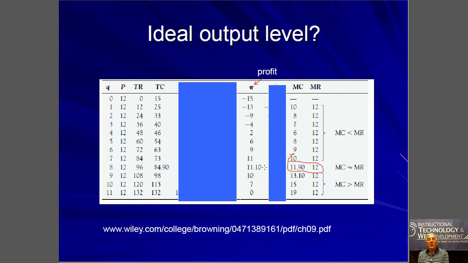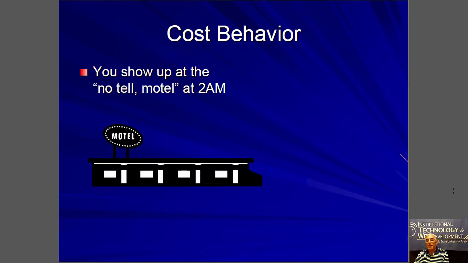This is how a business manager can determine the ideal output level of his company. This next recorded lecture is about understanding cost behavior. And this is where accounting-based decisions may be different than economically based decisions.